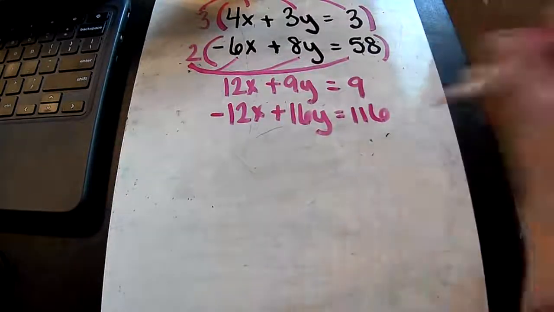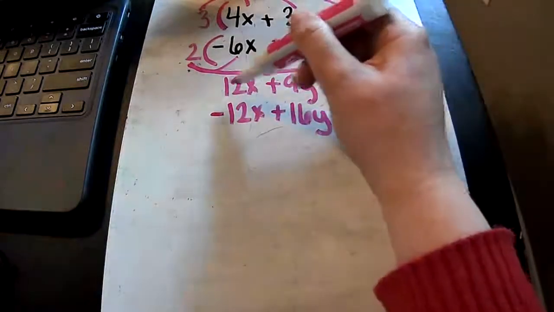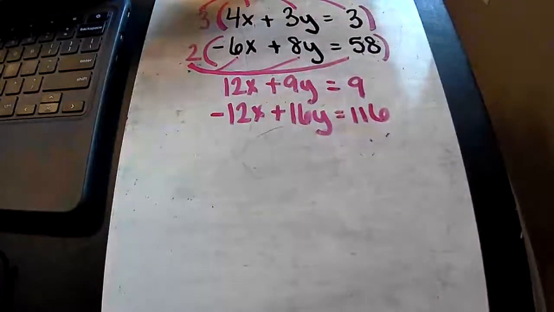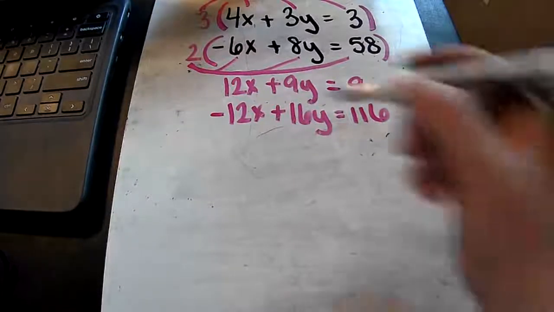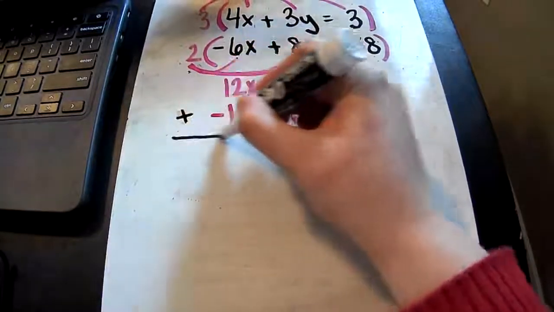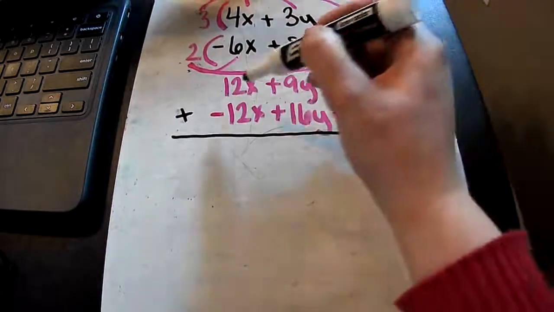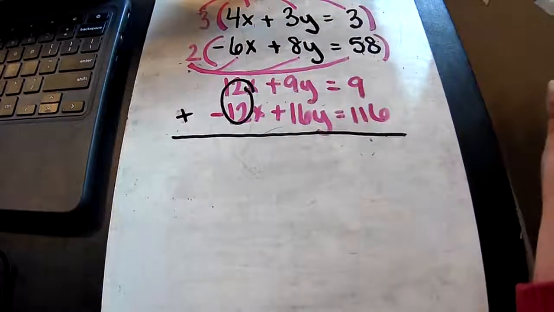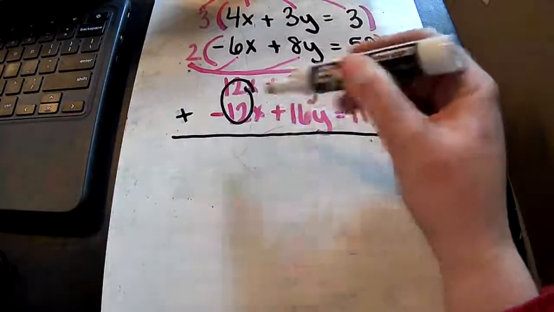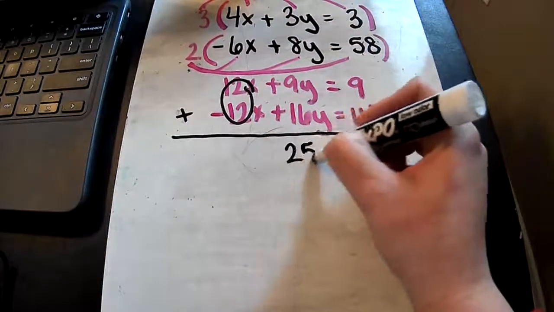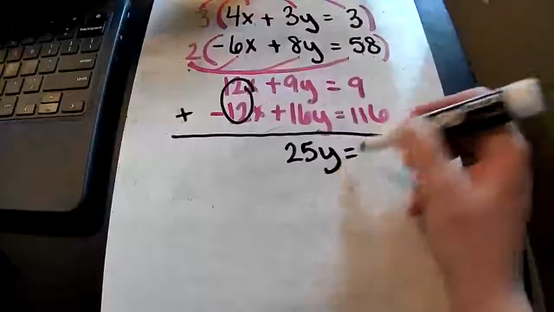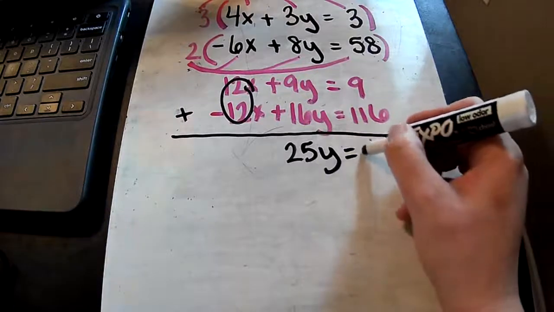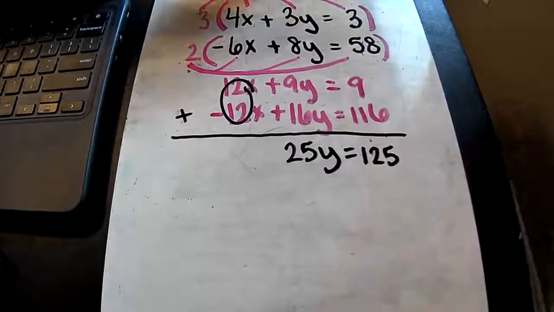Okay, so I know we had some large values there. Don't let that throw you off, because when you look at the x's, 12x and negative 12x, when we start trying to combine them, that's going to give us the elimination that we were looking for. So I'm still just combining like terms, right? So it's like I'm adding them together. 12x plus negative 12x cancels. 9y plus 16y gives me 25y. And then if I do 9 plus 116, that gives me 125.